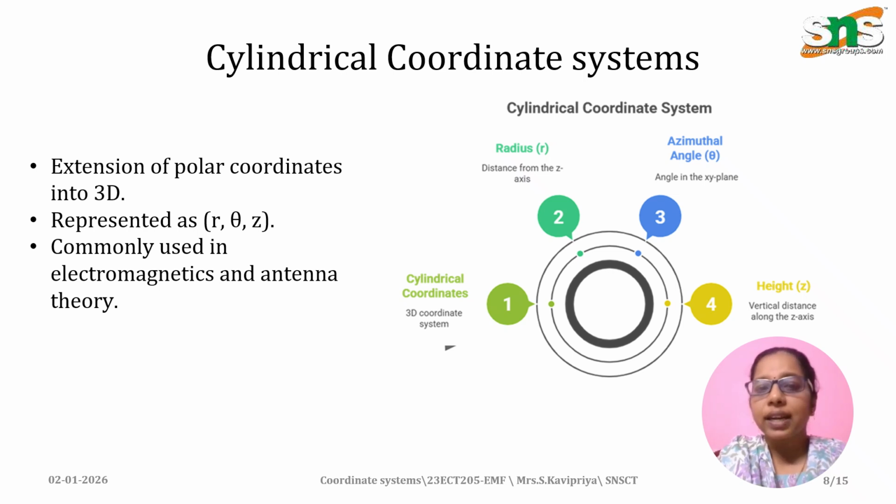And next is the cylindrical coordinate system. It is a 3D coordinate system. Here the point is represented as (r, theta, z). It can even be (rho, theta, z), where r is the radial distance, theta is the azimuth angle and z is the spatial axis. It is commonly used in electromagnetics and antenna theory.